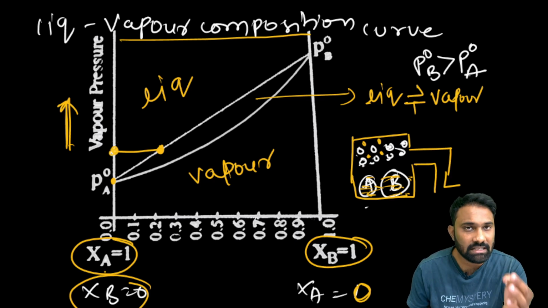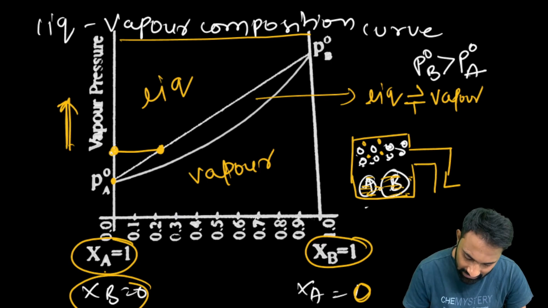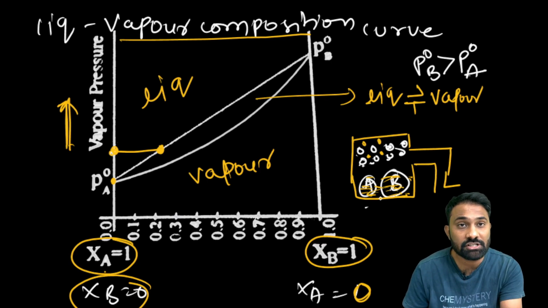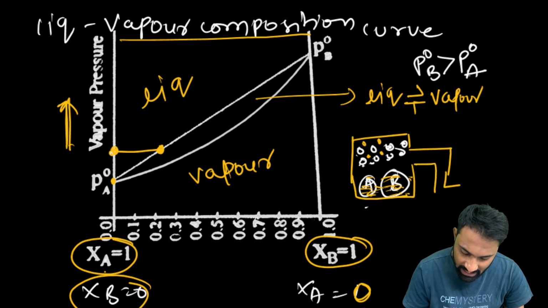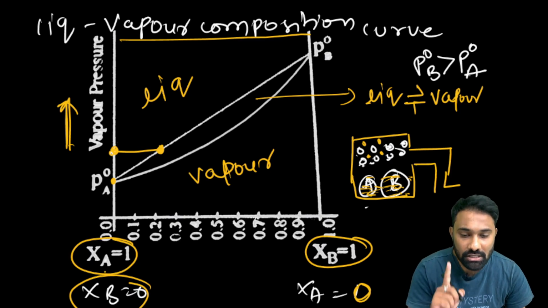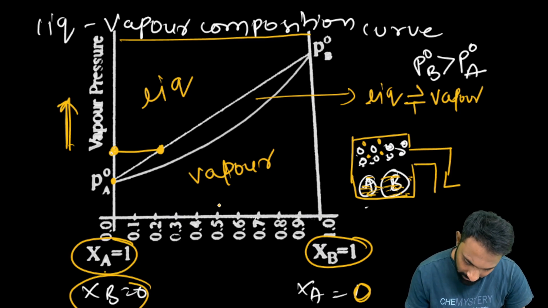Now here at a certain pressure, if I want to calculate how much composition this liquid has, that is, how much mole fraction A and B have in the liquid, and how much mole fraction these have in the gaseous phase. So here one point you have to remember, at this midpoint, this is a midpoint, right? 0.5.